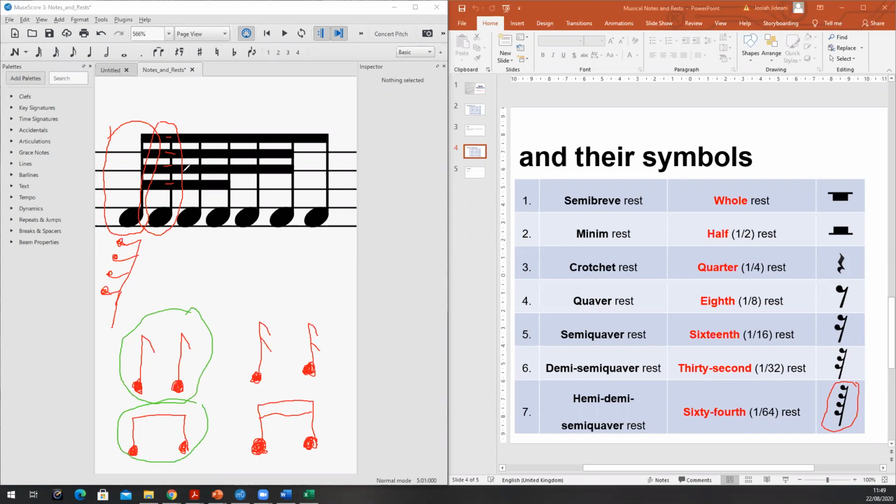Okay. Darasimi, what is the third one? Sir, it's a hemi-demi-semiquaver. Correct. It's a hemi-demi-semiquaver. 4 beams. All right. And also this one is also a hemi-demi-semiquaver. It's also got 4 beams. Okay. Huawei, what is this one? What is this note?